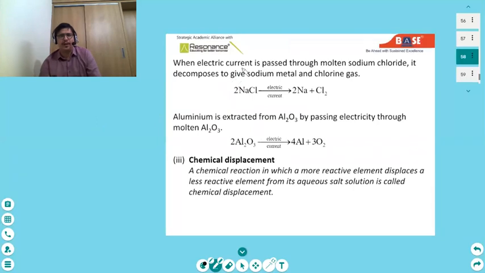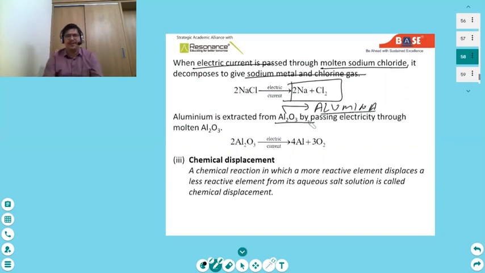Electrolytic decomposition has one more example here. When you pass electric current through molten sodium chloride, molten means you have to heat it, it decomposes to give sodium metal and chlorine gas. Now you can see here two elements are produced. Similarly, aluminium is extracted using Al2O3. This is nothing but known as alumina.